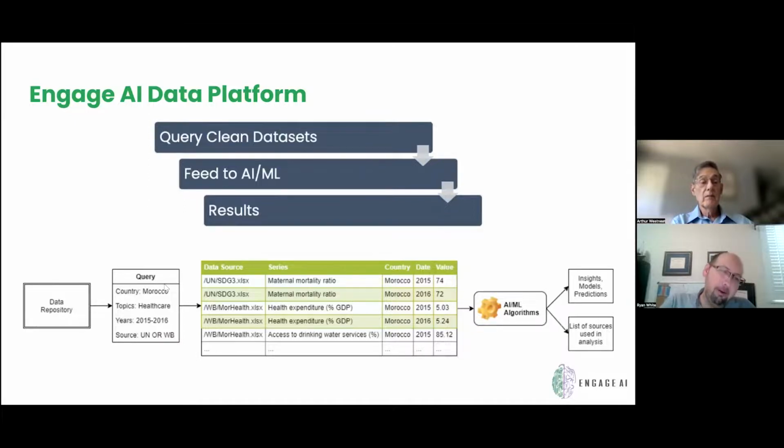You can tell this thing, give me all the data from Morocco about healthcare from years 2015 to 2016 from the UN or the World Bank, and it'll pull all of that information. And if you have that in that kind of nice structure, you can put it into mathematical structures that are easy to operate in with AI that can pull out insights, models, predictions. Again, we're focusing on this upstream part of the work that, in my experience, is the most time consuming and the hardest to deal with. And hopefully in the future, we'll allow others to just log into it and say, hey, go pull whatever you need for your analysis, as well as using it ourselves with our collaborators.